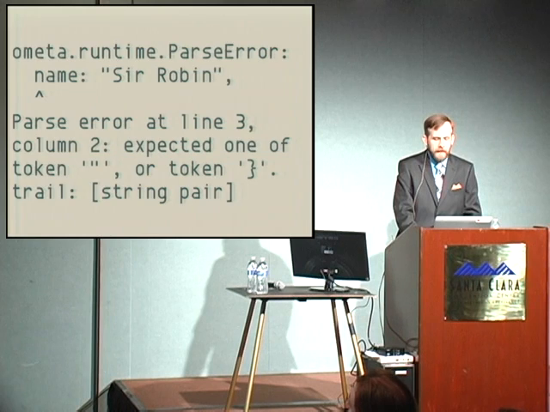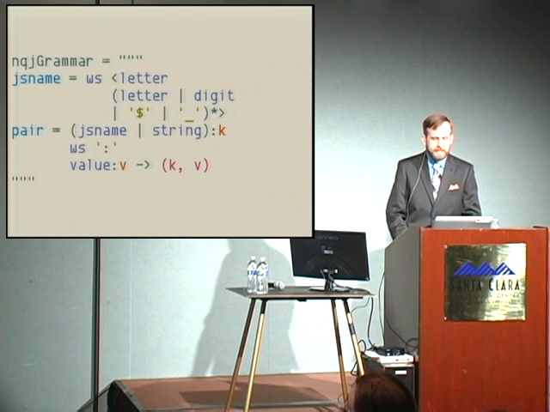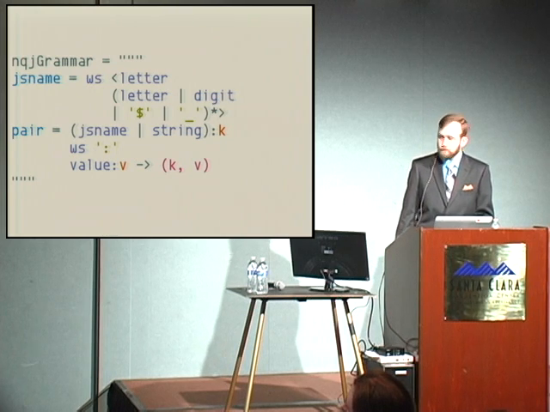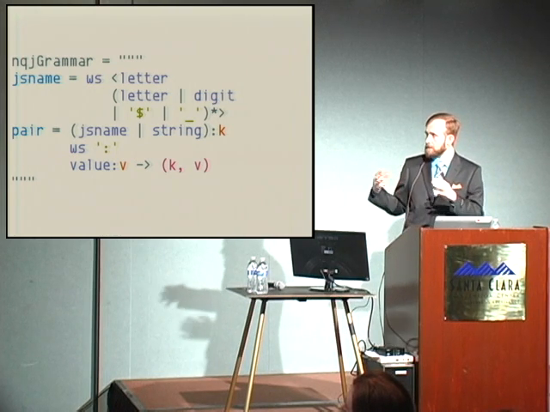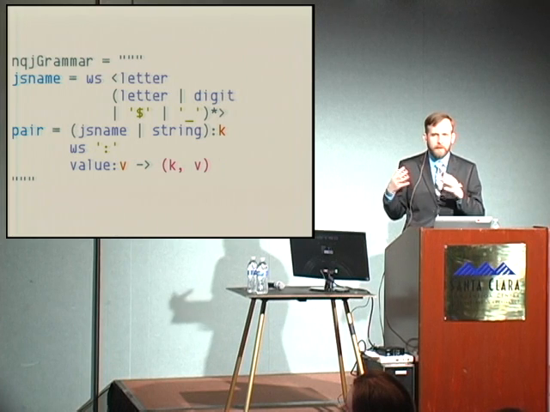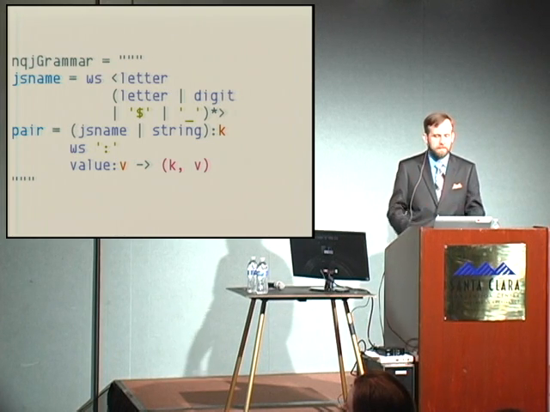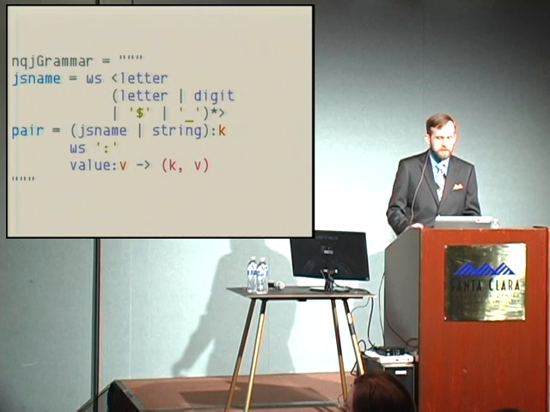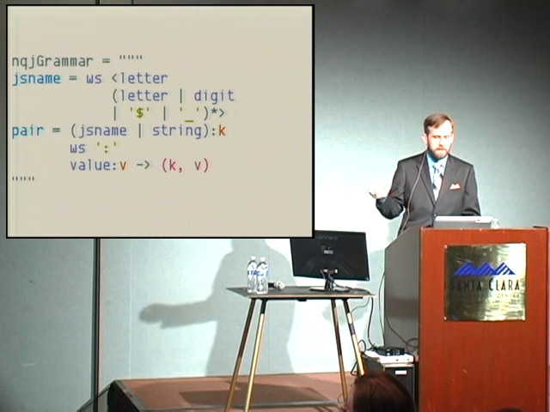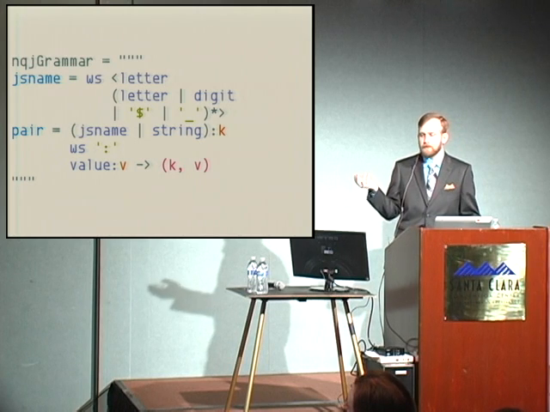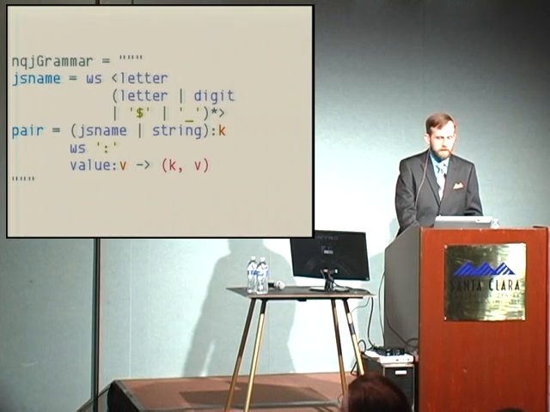So let's redefine those rules. Let's write a JS name rule that matches a JavaScript identifier. The angle brackets here mean collect what this matches into a string. So we're going to match a letter, and then letter or digit, and then $ sign or underscore. This is basically the same as Python identifiers.